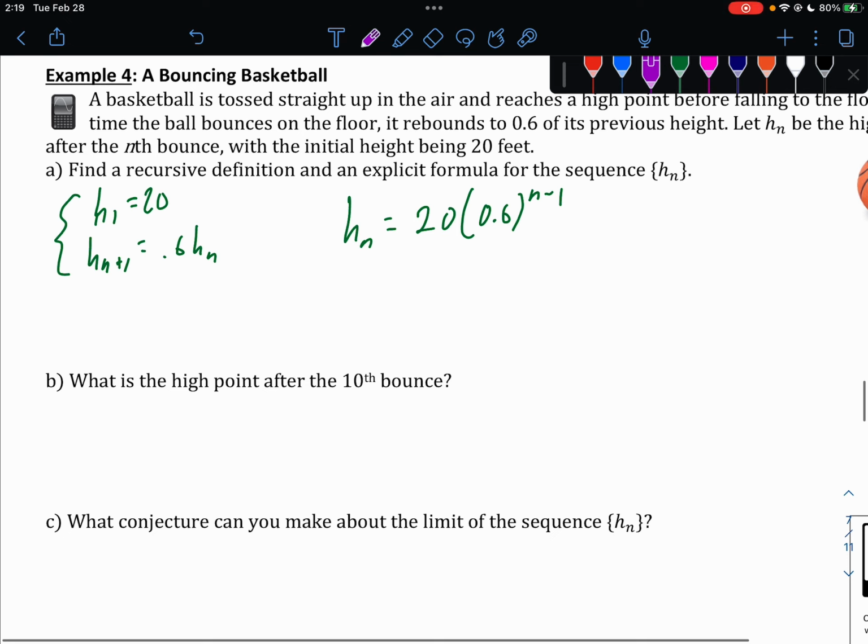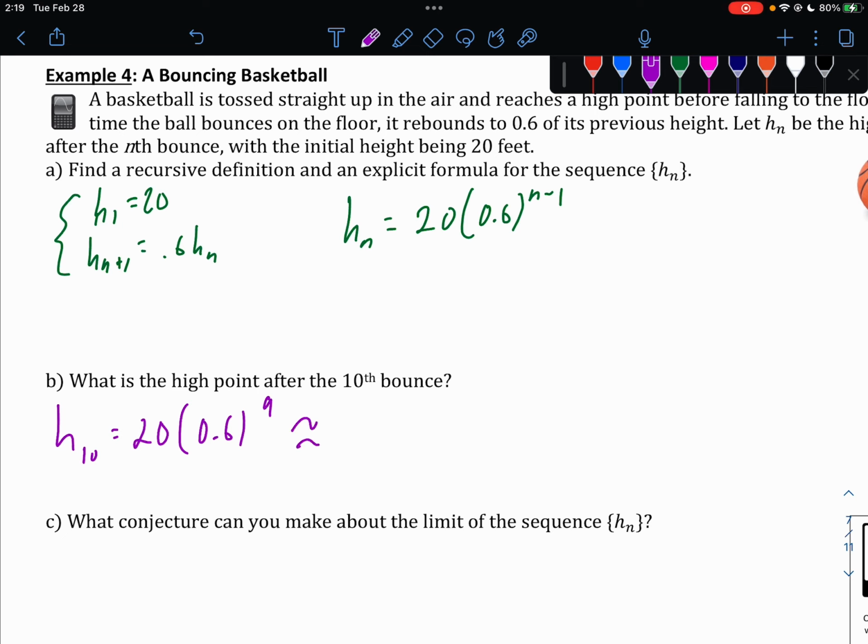B, what is the high point after the 10th bounce? We can use either one, but this one definitely looks like it'd be a lot easier to use. So we're going to look for h of 10 equals 20 times 0.6 to the 9. Definitely use your calculator for that. So 0.6 to the 9th times 20. The height would be 0.202. What is this, feet? Yeah, it's feet. It took me a while to find that, but it's feet.